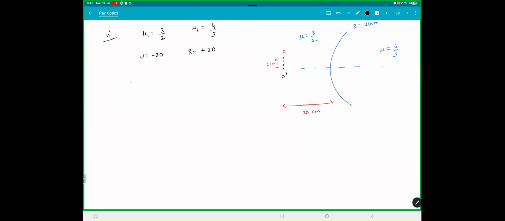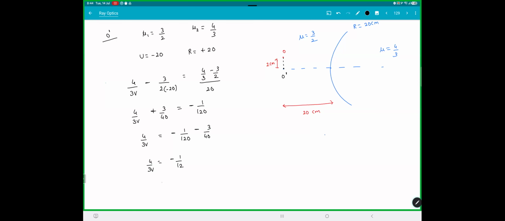Plus 20. Apply the formula: mu2, 4 by 3 by v minus mu1, 3 by 2 by u, equals mu2 minus mu1, 4 by 3 minus 3 by 2, by 20. This doesn't look great. Minus 3 by 40. That is 8 minus 9, minus 1 by 6, minus 1 by 120. Minus 1 by 120 minus 3 by 40. Multiply 3 and 3. That will be 9 minus 10 by 120, minus 1 by 12. That is 3, 4. v is equal to minus 16 centimeters.